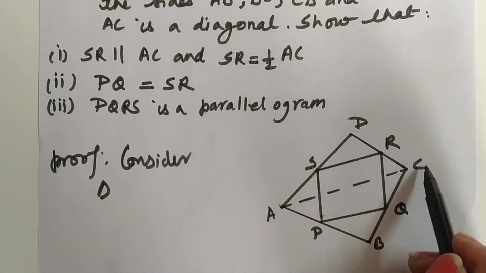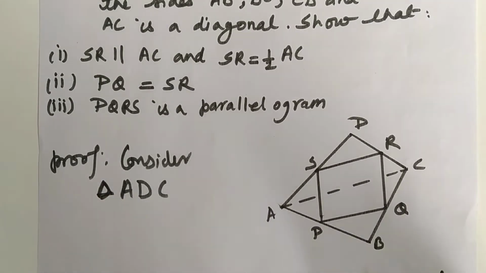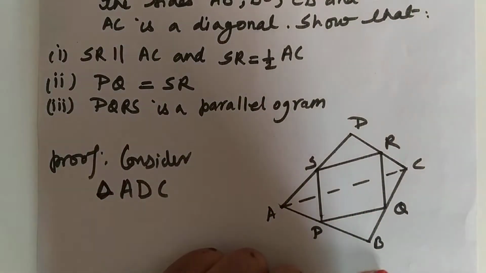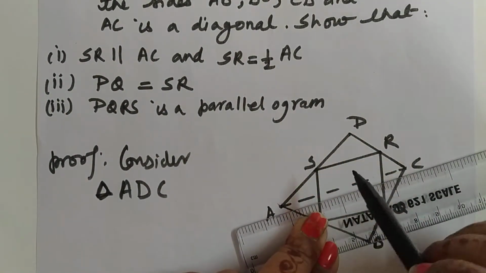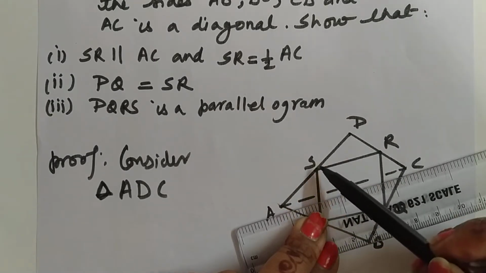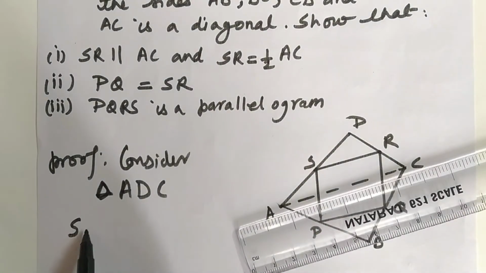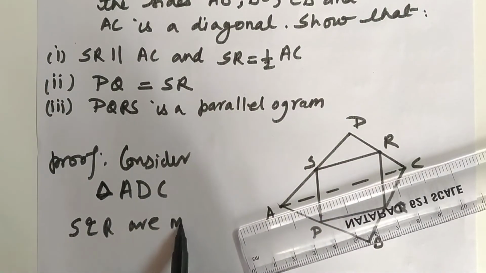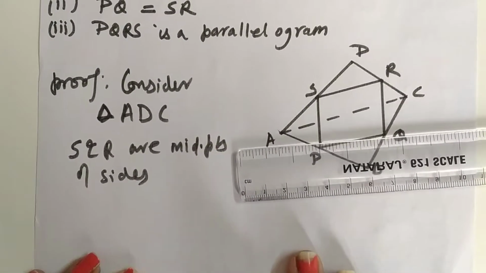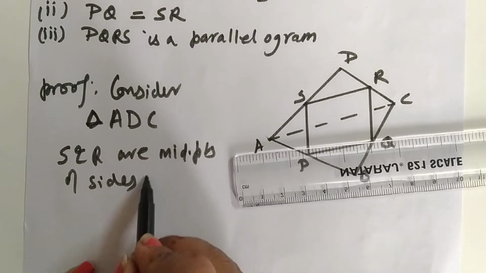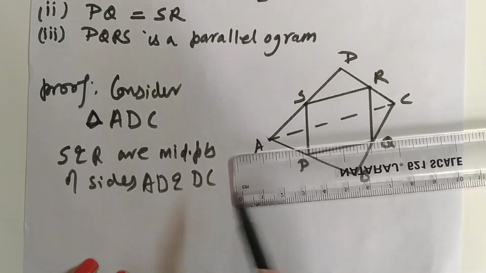triangle ADC, A, D and C. We are considering triangle ADC. We are hiding the other triangle, we are not going to use it. Now when we consider triangle ADC, we can see that S and R are the midpoints of sides AD and DC, that is given.